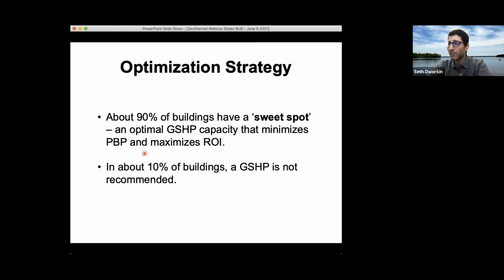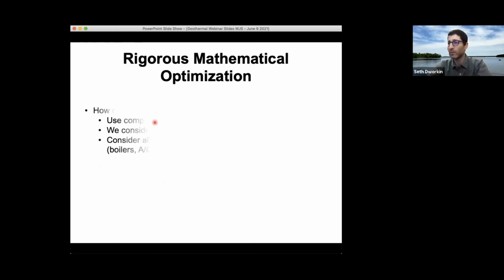In about 10% of buildings, a ground source heat pump is not recommended because it's not going to be utilized to its fullest extent, or we're not going to be able to properly balance heat into and out of the ground. I should say that for those 90%, there may be huge variation in the strategy of designing the ground source heat pump. And I'll talk a little bit more about that in a minute.